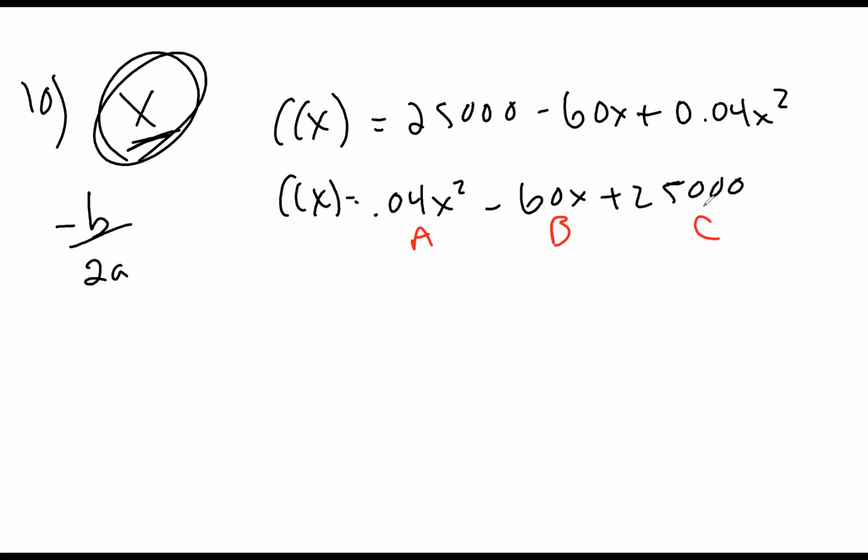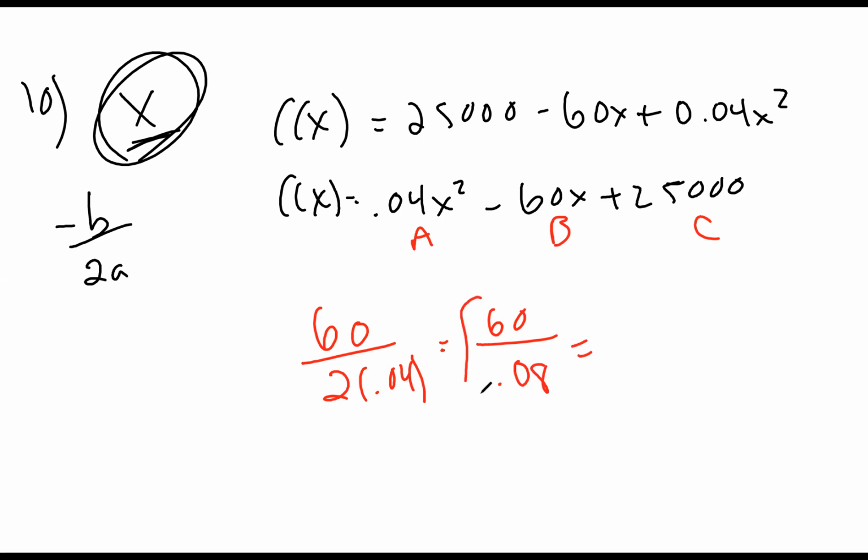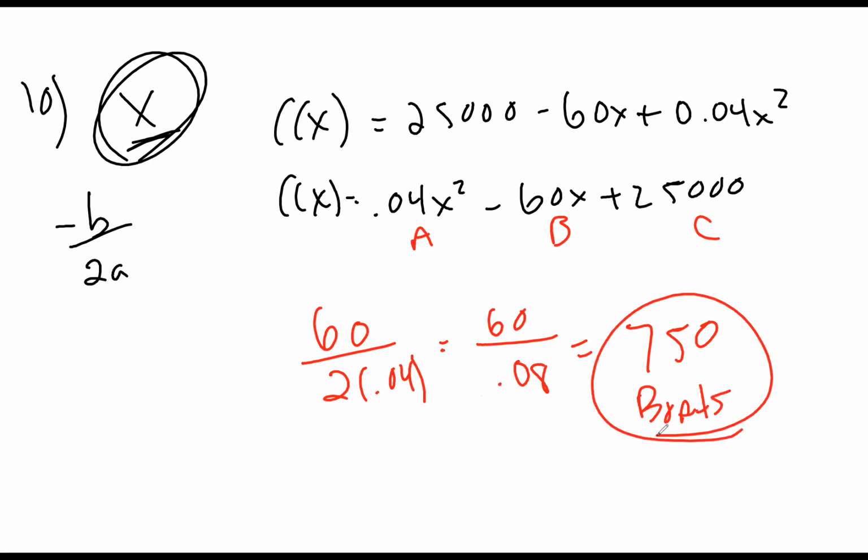So here I go. The opposite of my B in this case is a positive 60. I'm going to divide that by 2 times my A value, which is 0.04. The number 60 has to stay the same for the time being. I go to my calculator and do 2 times 0.04, and that gives me 0.08. Now I have this teeny tiny division problem. In my calculator, I'll do 60 divided by 0.08, and that gives me 750. Now the question is, how many boats? Well, 750 boats. Done. We are looking for the key phrase, how many or how much?